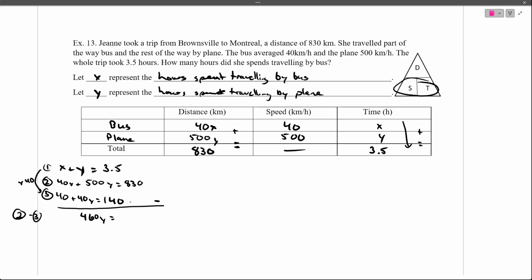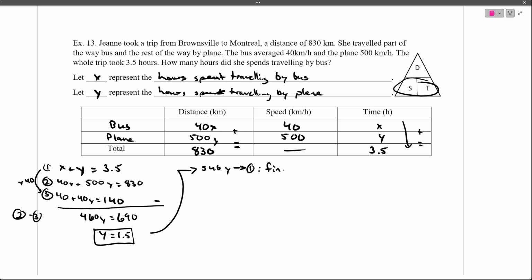And 830 minus 140, that's 690. So when we divide these two, we end up with y is equal to 1.5. What does that represent? It represents the hours spent. So that means that we spent on the plane 1.5 hours. So let's substitute it back in to find x. So we're going to say sub y into 1, and let's find x.